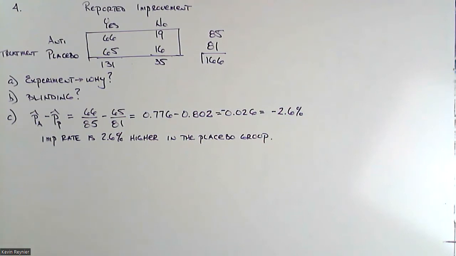Part D says, at first glance, does antibiotic or placebo appear to be more effective for the treatment of sinusitis? Explain your reasoning using appropriate statistics. Well, at first glance, right? At first glance, which one appears to be more effective?